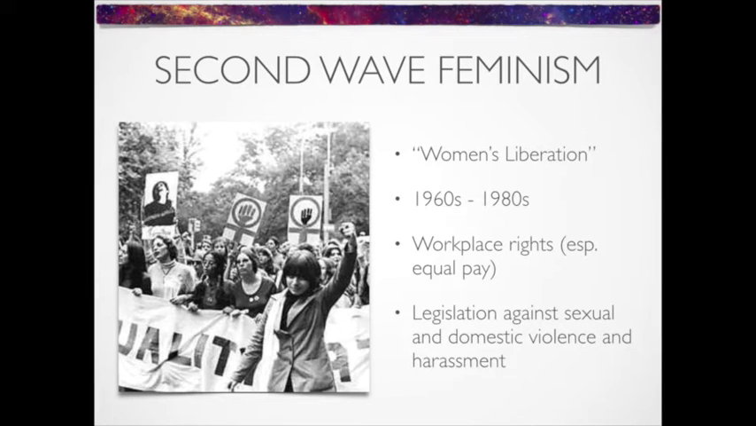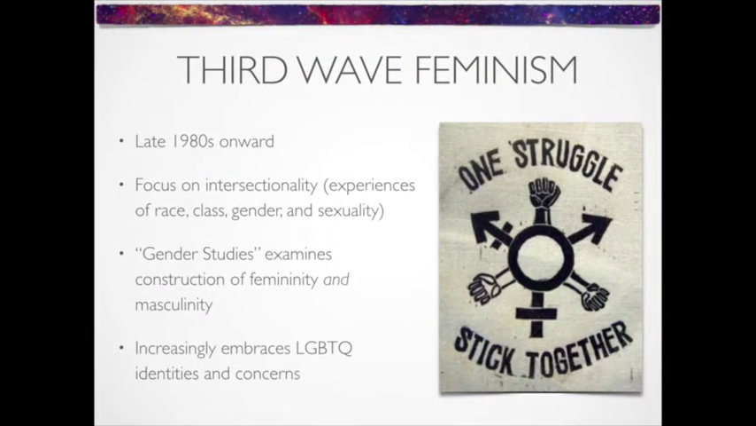Second wave feminists encouraged women to embrace their sexuality and sexual desires, and also worked to reform laws protecting women from sexual and domestic violence and harassment. The work started by the second wave, and in many cases even the first, is not done. However, the third wave began as a movement in order to broaden the scope of feminist concerns. It questioned essentialist definitions of femininity and challenged the broader feminist movement to be more inclusive.